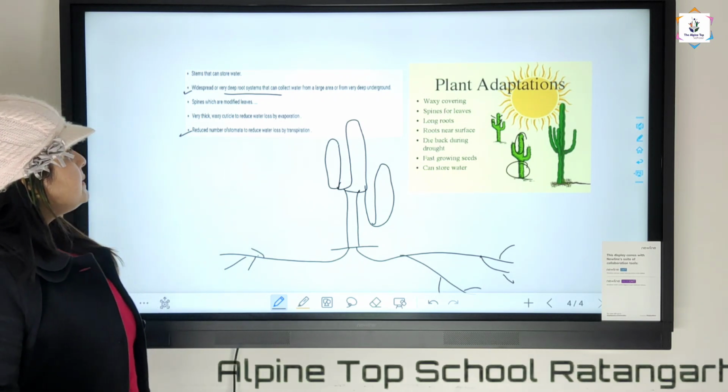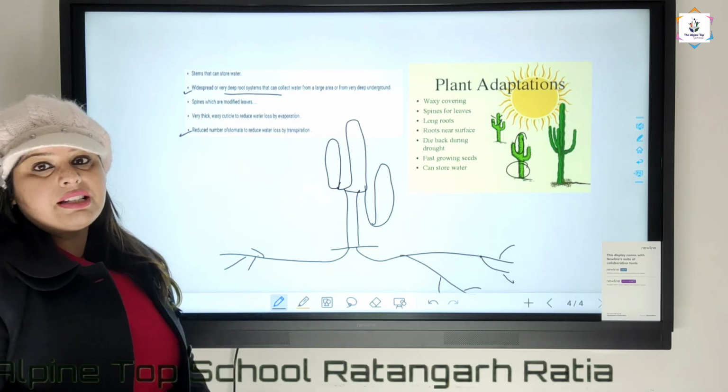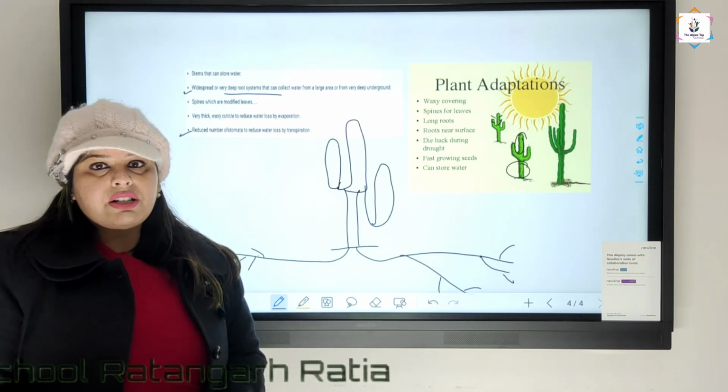So this is all about the adaptation in desert areas. The first one is your camel, and the second one is your cactus.